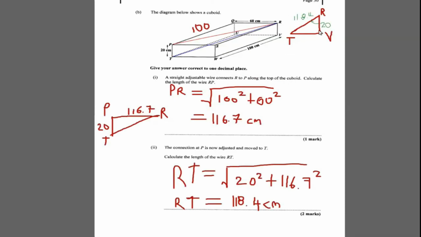That's TRV, this angle, adjacent over the hypotenuse. That's what I'm getting, 80.3.